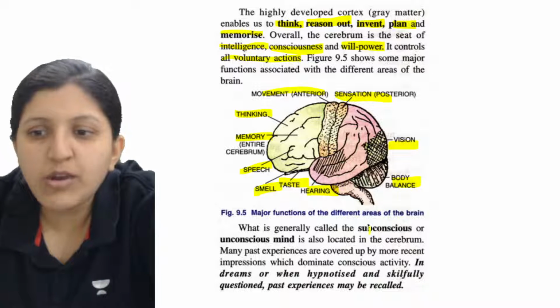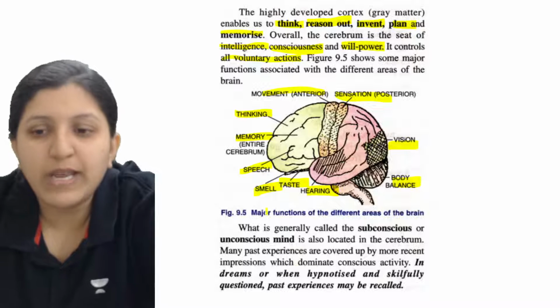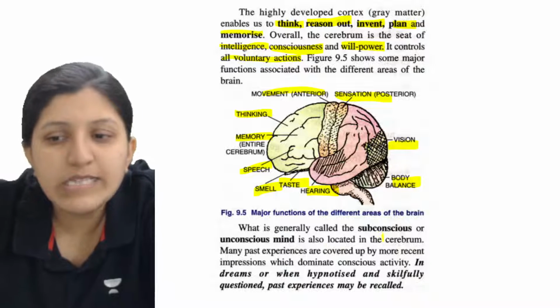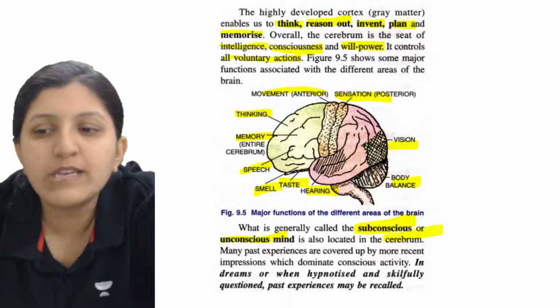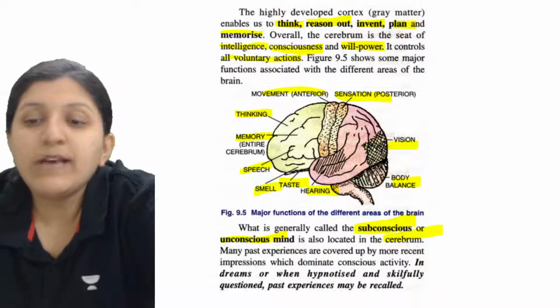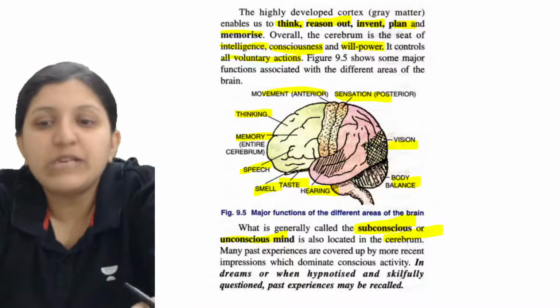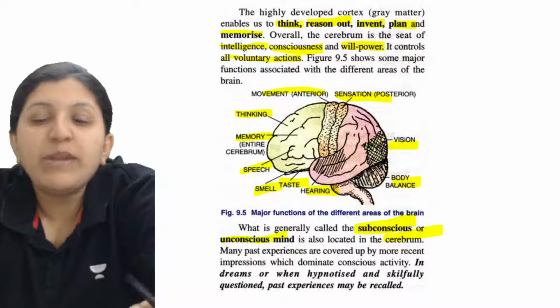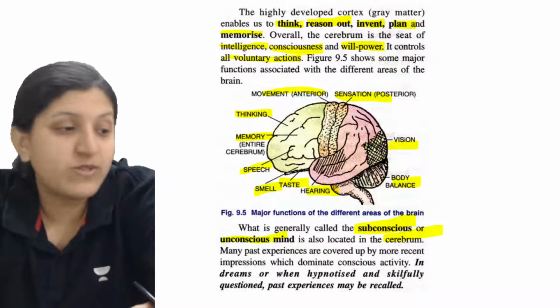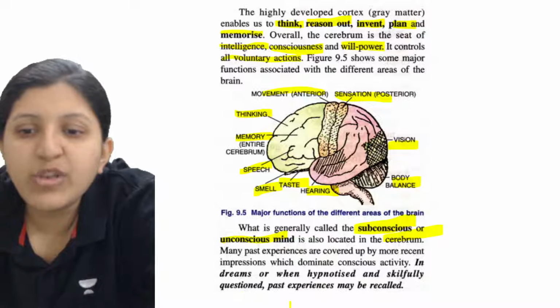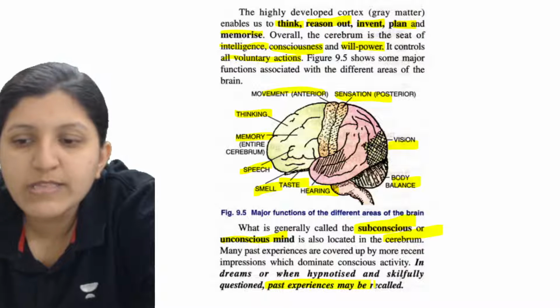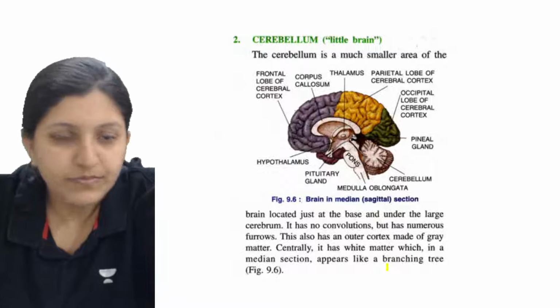So what is generally called the subconscious or unconscious mind is located in the cerebrum itself. So subconscious and unconscious are also present in the cerebrum. Many past experiences are covered by more recent impressions which dominate conscious activity. So in dreams, or when hypnotized and skillfully questioned, past experience may be recalled.